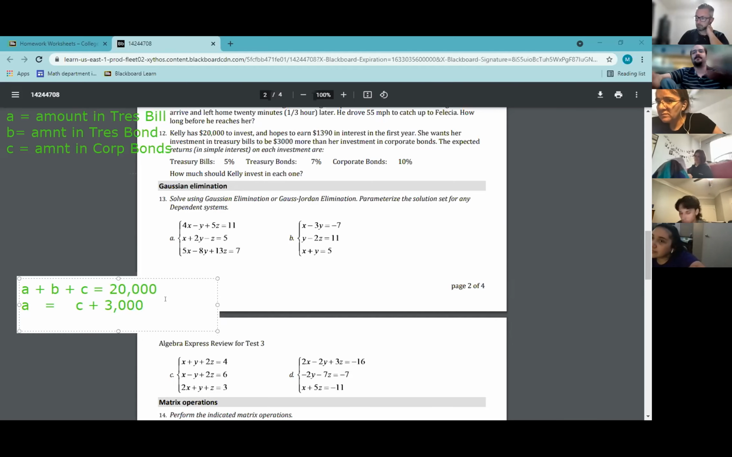The expected return. So how do I find out the expected return? I know treasury bills are 5%. So how much do I earn in treasury bills? 5% times A, because that's what's in the treasury bills. Yeah, exactly. It's 5% of whatever the amount is in A. I know the next one is 7%, so maybe we have to convert these to decimals, right? But that's 7% of whatever is in B.